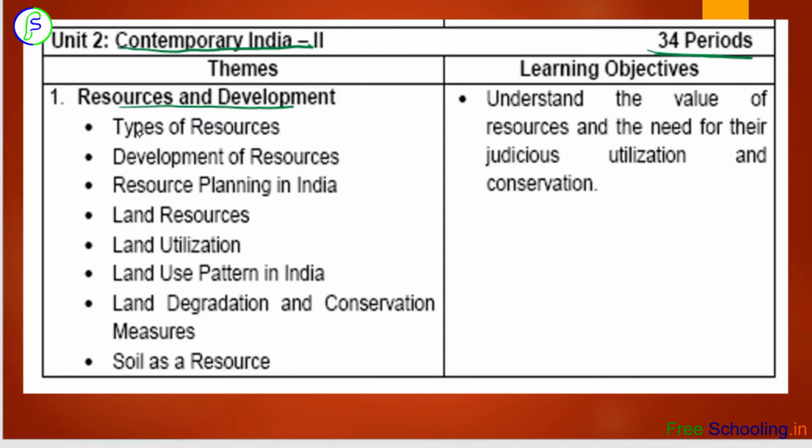The topics that we're going to cover out here are types of resources, development of resources, resource planning in India, land resources, land utilization, land use pattern in India, land degradation and conservation measures, and at last we have soil as a resource. So these are all topics that would be assessed under the chapter resources and development.